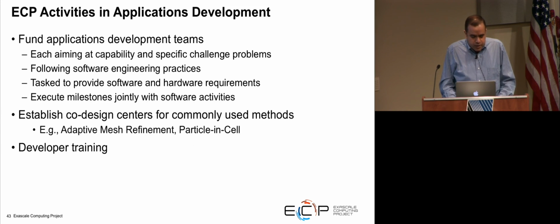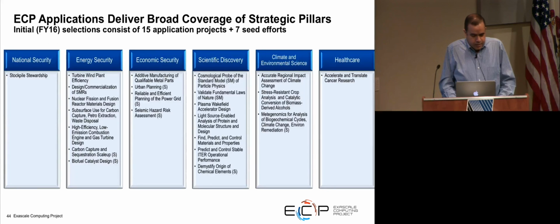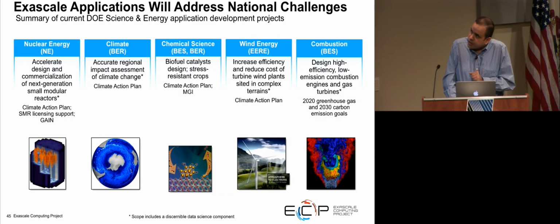I had some slides on applications and co-design, which I'll go through quickly in the interest of time. There were 15 applications selected last year, and 7 seed efforts, that is, smaller funded ones, so that comes to a total of 22. There's one in nuclear energy. There is a climate application, the ACME project. There are 2 in chemistry: one is NWChem, and one is GAMESS, led by Mark Gordon at Iowa. There's one on wind energy. There is one on combustion, led by Sandia.